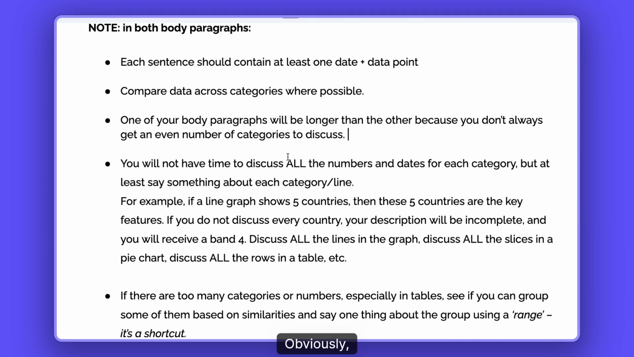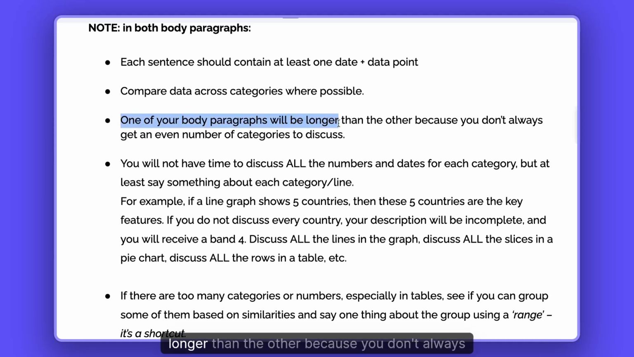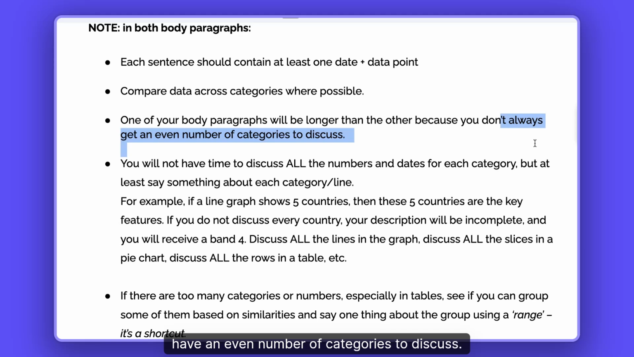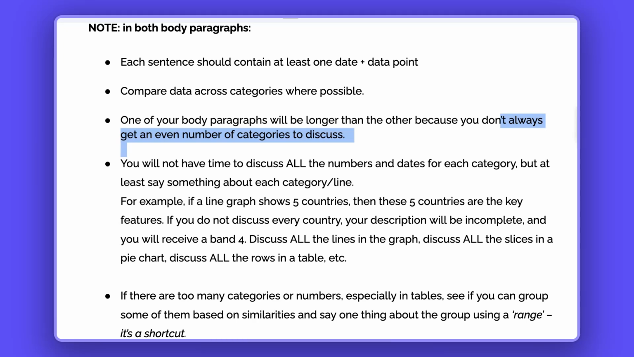Obviously, one of your body paragraphs will be a little bit longer than the other because you don't always have an even number of categories to discuss. Sometimes there are 5 categories, in which case you'll talk about 3 in body paragraph 1 and 2 in body paragraph 2.